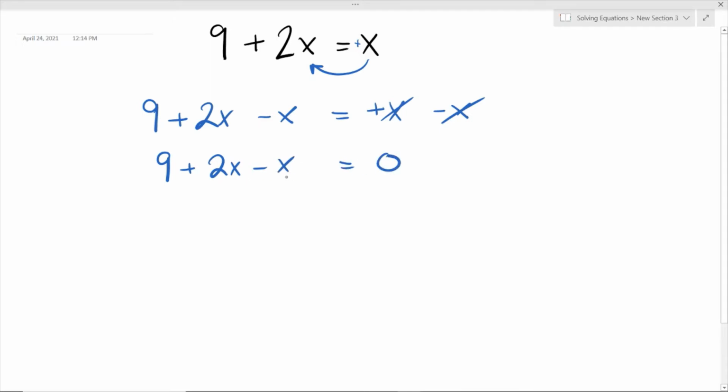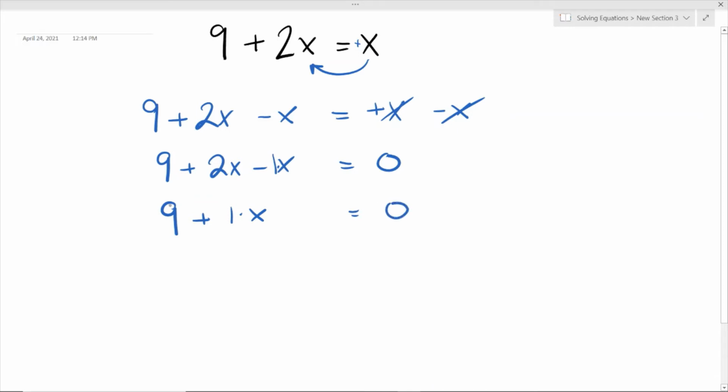2x and -x are like terms, so we can combine them together. So here it's 9, we copy the 9. 2x minus x is the same as 2x minus 1 times x, right? So the coefficient 2 minus 1 is basically 1, so we get 1x right here. These are like terms, that's why we can combine them, and this is equal to 0.